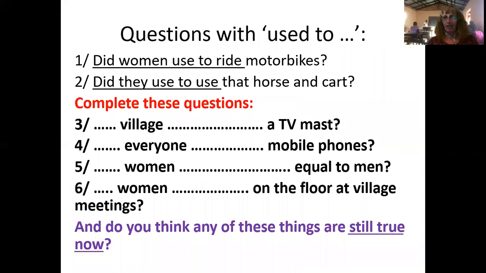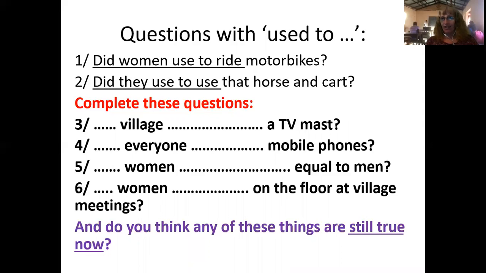So here are some examples. And can you complete numbers 3, 4, 5, and 6? Pause to do those. Ready? Let's go through the answers.